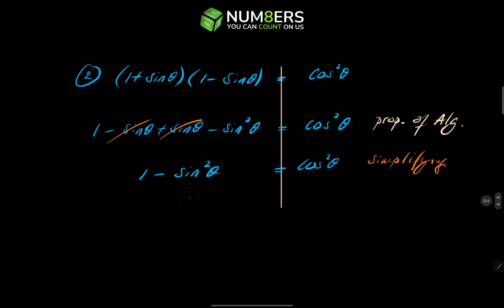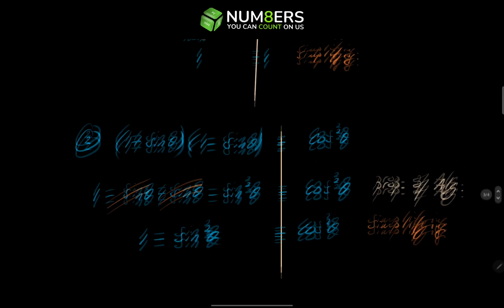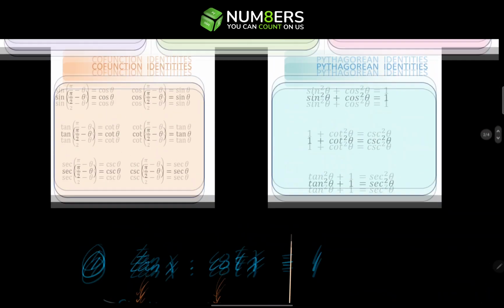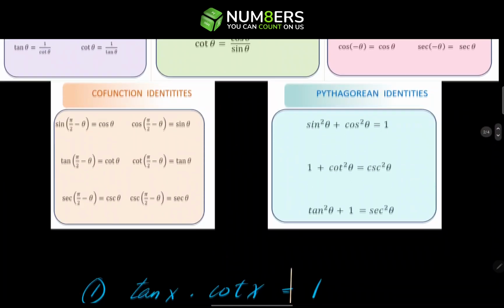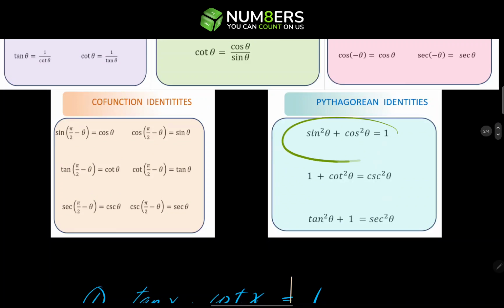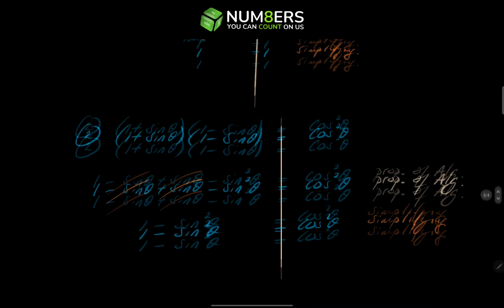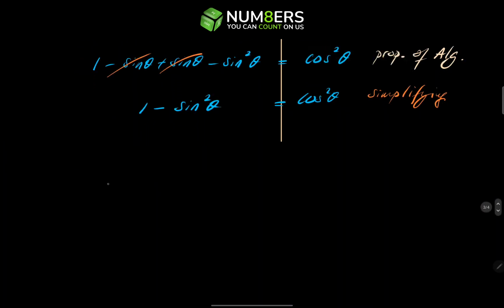Now, on the left side here, we have 1 minus sine squared theta. If we look on top at the Pythagorean identity, the one we're going to use right here is sine squared theta plus cosine squared theta equals 1. So let's write that down. I'm going to start by writing sine squared theta plus cosine squared theta is equal to 1.